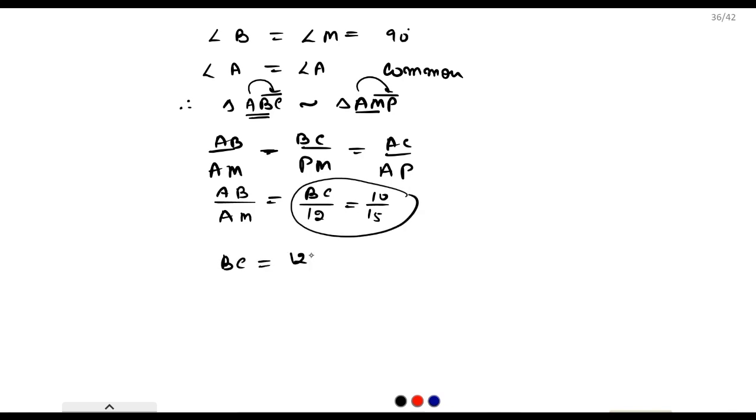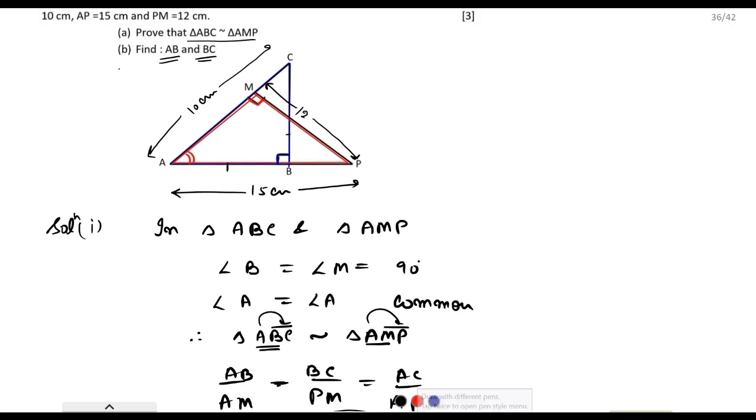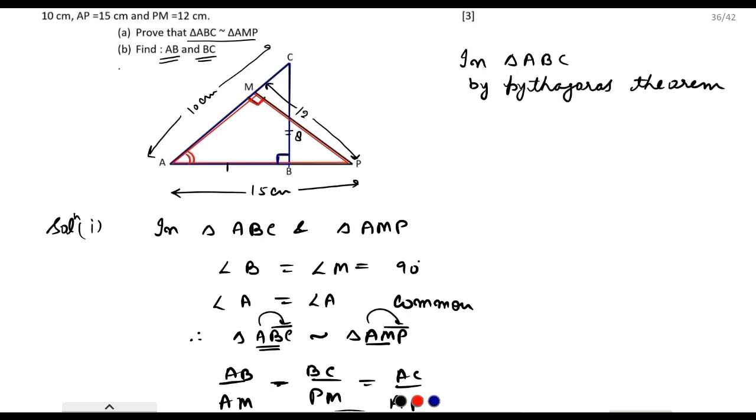BC is equal to 8 centimeter. Now we have to find AB. The triangle ABC and applying Pythagoras theorem in this triangle. AC square is equal to AB square plus BC square. AC is 10 and BC is 8.